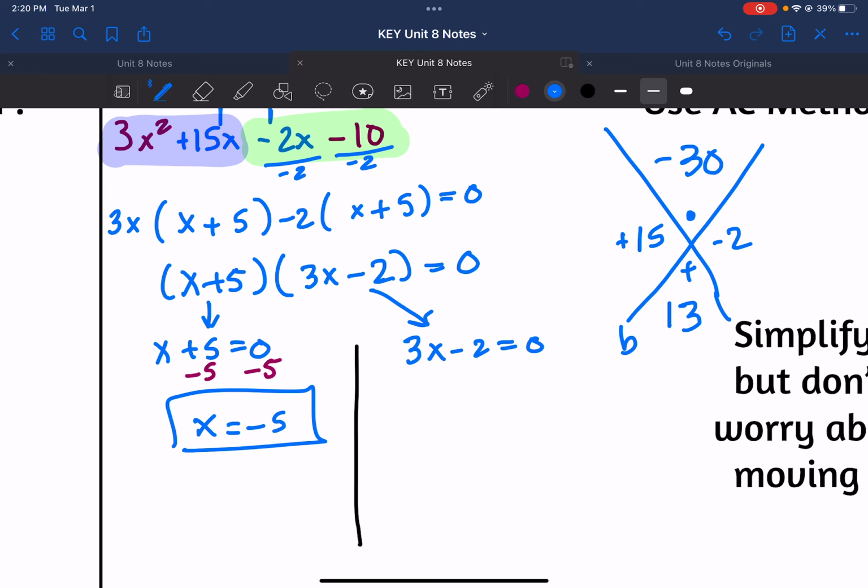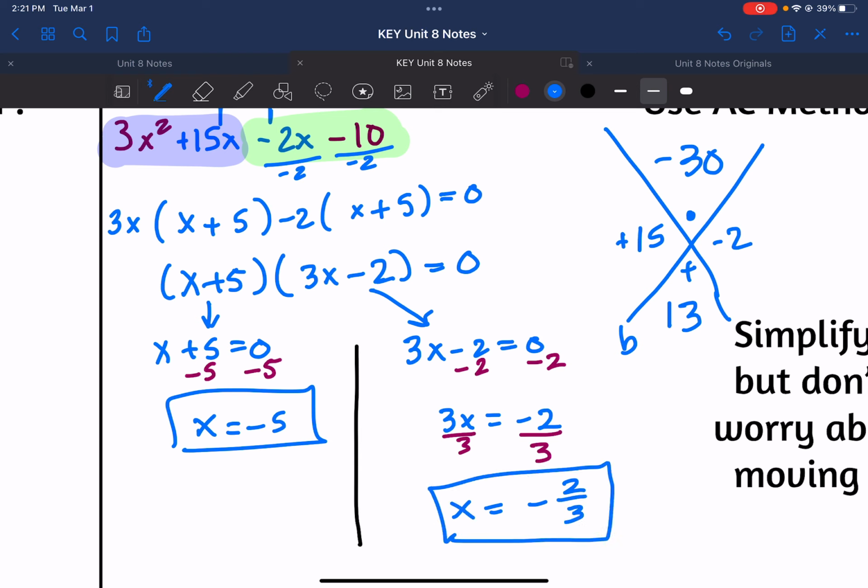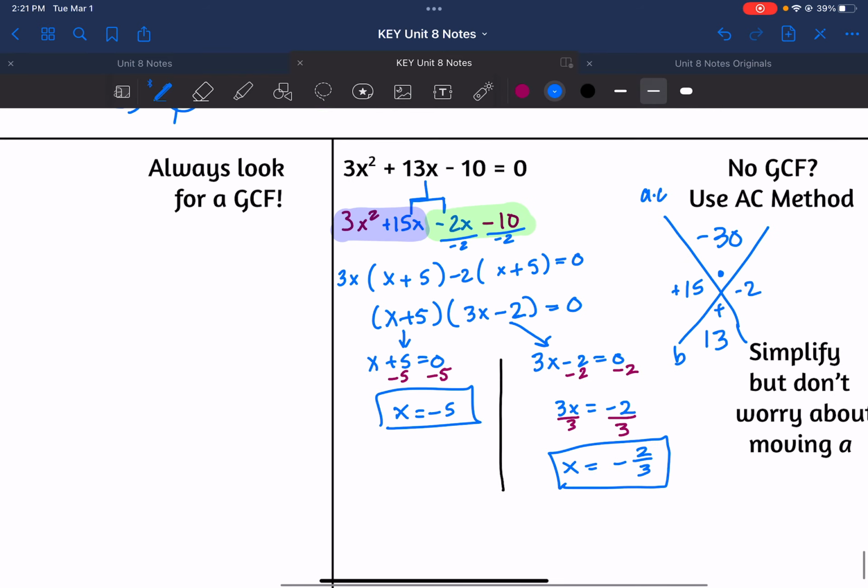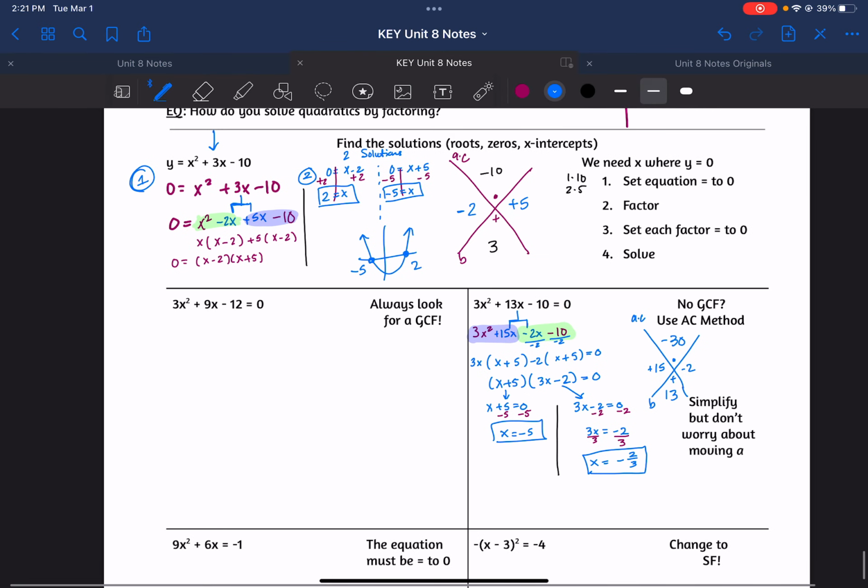All right, this one's going to be a little more tricky because not only do I have to add or subtract, I also have to divide because my x has a coefficient. So step 1 would be add 2 to both sides. Then I'd have 3x equal to negative 2. But if I want to get x by itself, because I don't want 3x, I need to divide by a 3 here, divide by a 3 here. Therefore, I have x equals negative 2 over 3. And then there's my other solution. So I have two solutions. So that is the X factor method. That's the way that we do this.